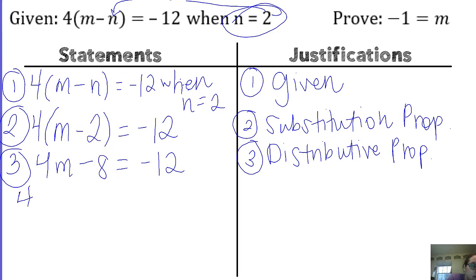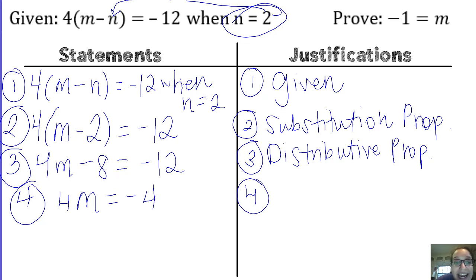The next thing I would do is I want to get that negative 8 over to the other side. So I would add 8 to both sides, which would give me 4m equals negative 12 plus 8 is negative 4. So because I added 8 to both sides of the equation, that's the addition property.